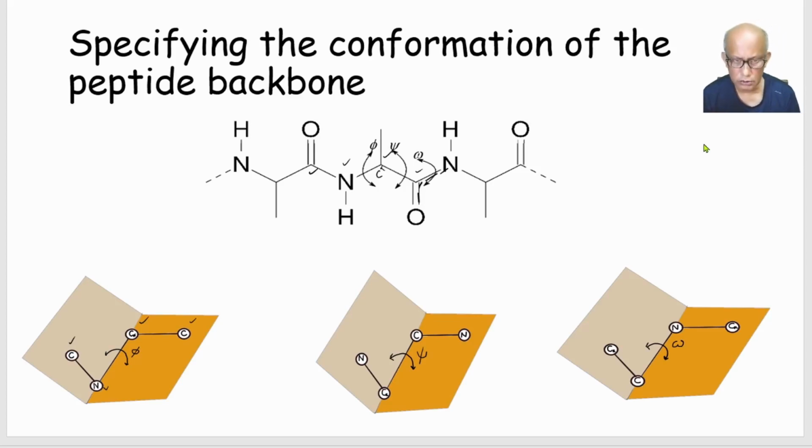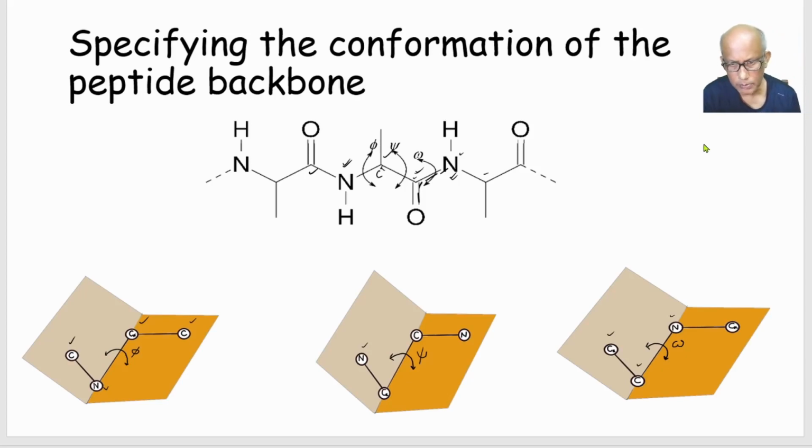Then I have another torsion angle out here, which is defined by the nitrogen, the C alpha, and then the carbonyl carbon, and then the next nitrogen. These are the four atoms, and this one is called the Psi torsion angle. And lastly, if I start from C alpha, then I have the carbonyl carbon, then the nitrogen, and then the next C alpha atom. This particular torsion angle is called the omega torsion angle.